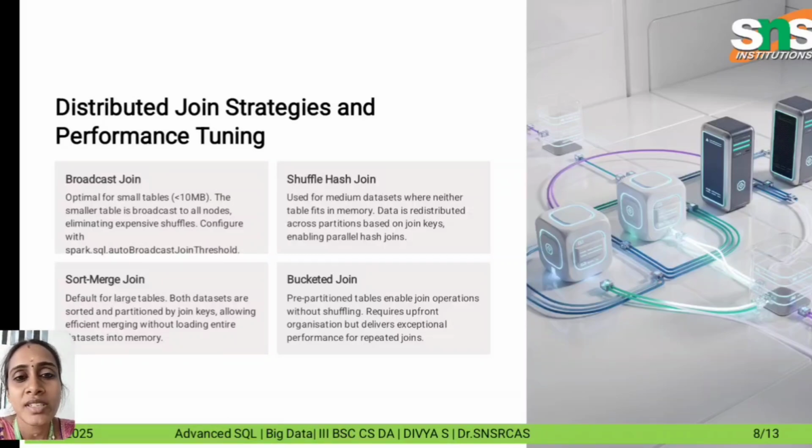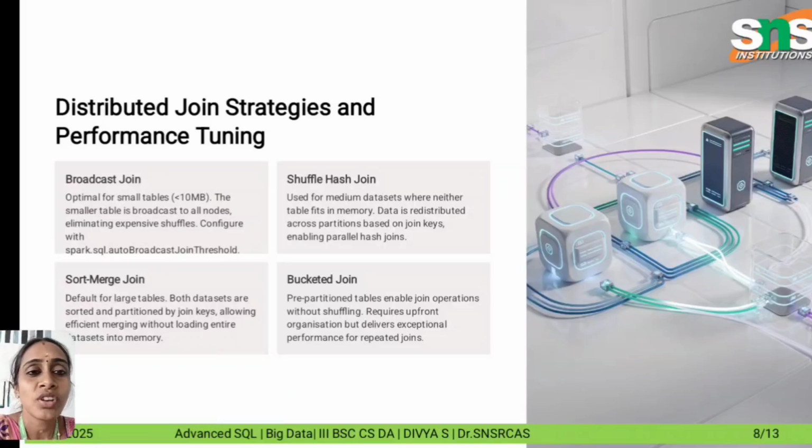Sort merge join is suited for large tables. Both datasets are sorted and partitioned by the join keys, which allows efficient merging without loading the entire dataset into memory. Shuffle hash join is used for medium datasets, where either table fits in memory. Data is redistributed across the partitions based on the join keys, which enables parallel hash joins.